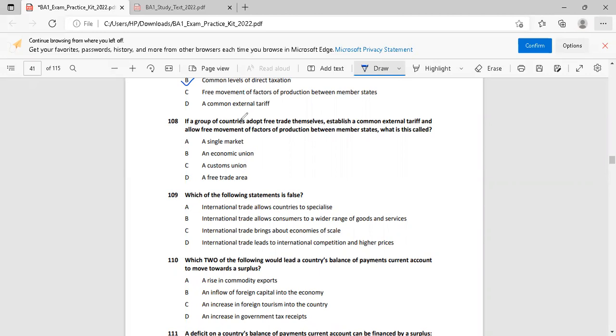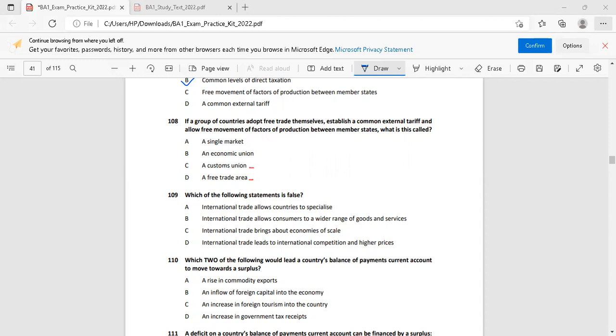So a group of countries adopt free trade among themselves. They also have an extra common external tariff. So free trade is a free trade area. With a common external tariff, then it becomes a customs union. So this has only one feature. This plus this, that is the common external tariff, will be a customs union. Along with that, they allow free movement of factors of production.